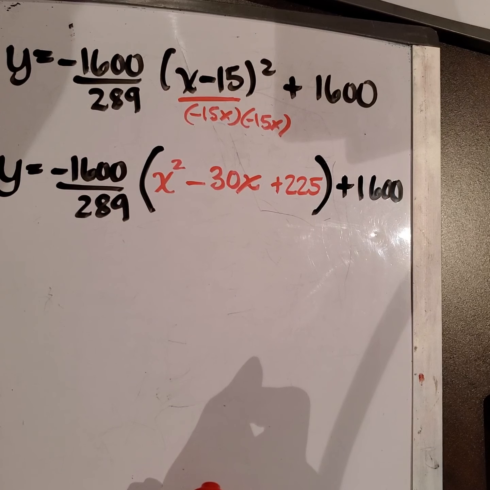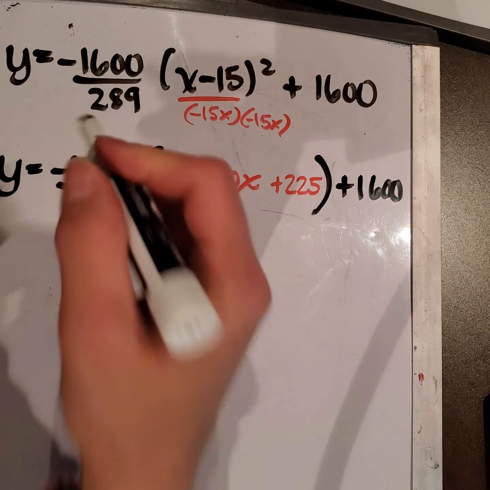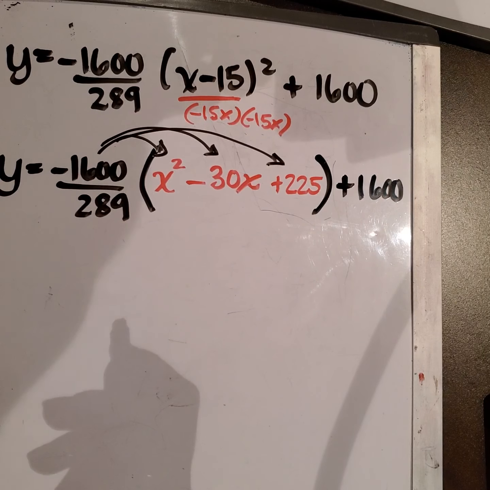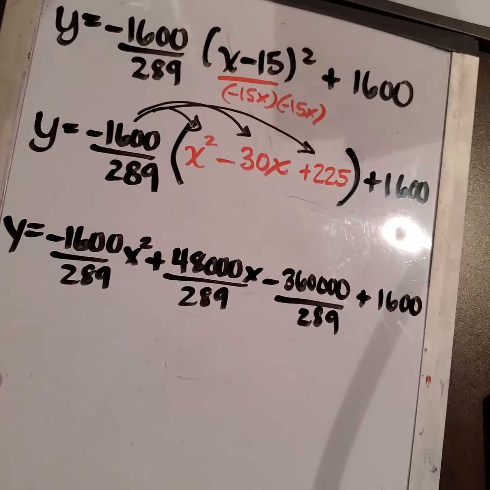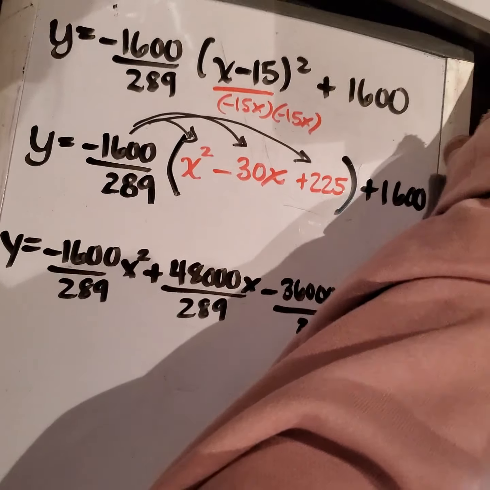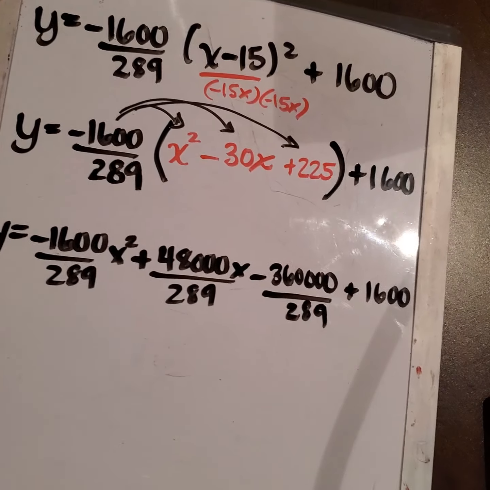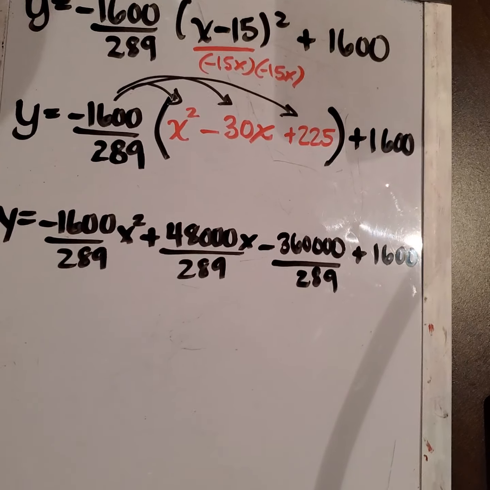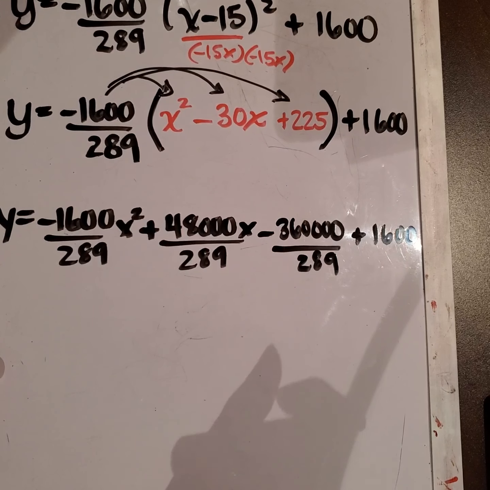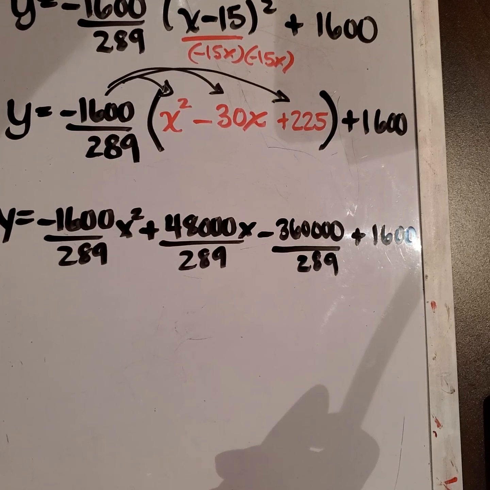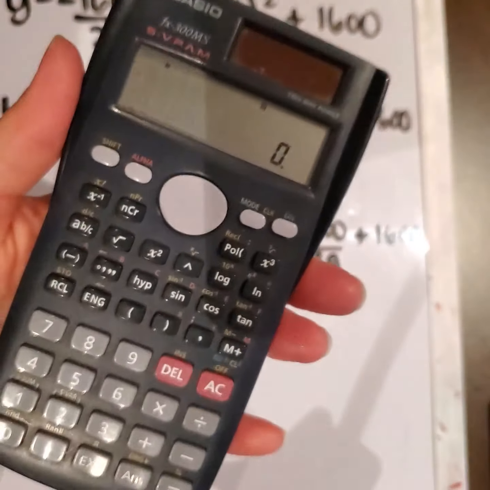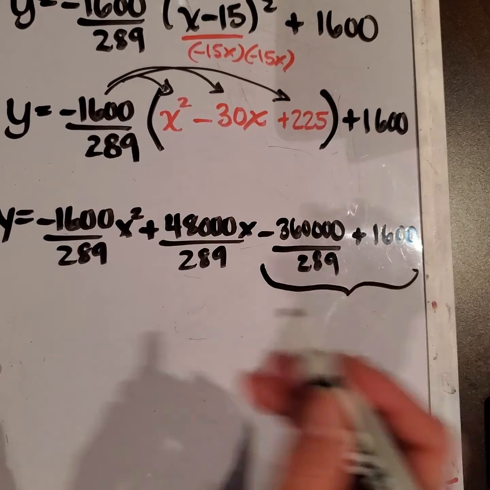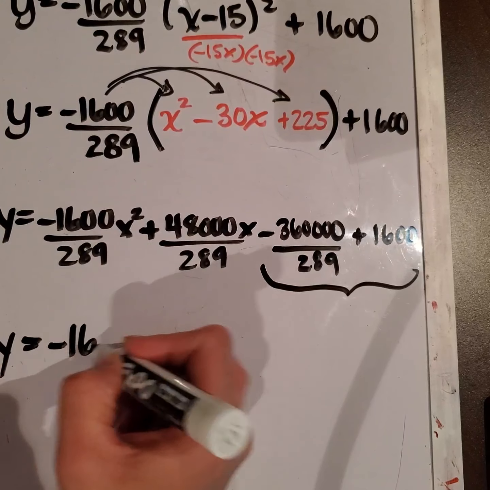Now I'm going to use the distributive property to distribute this nasty guy into all three of these terms. Okay, when I distribute negative 1,600 over 289 into all three of those terms, I get this. And yes, I understand that these are absolutely nasty numbers, but it's okay because you're just gonna let the calculator do the heavy lifting for you. You're gonna use that fraction button. Okay, the very last step I have is to collect like terms right there.